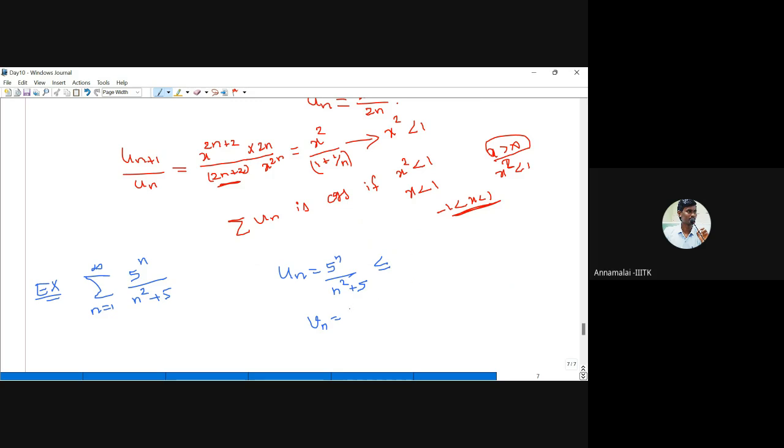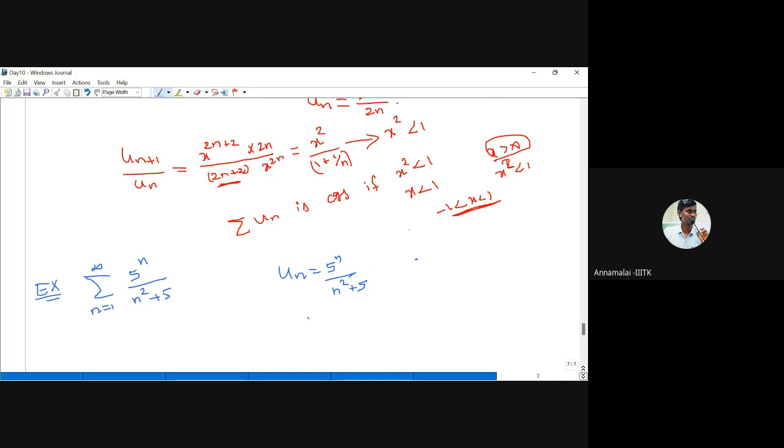So how can we choose Vn? I'm just taking 1 by n square. I'm going to check whether 1 by n square is less than this. No, because here it is 5 power n into n square, so I am not choosing this one. We have to choose a suitable thing, and then use either the comparison test or the limit comparison test.